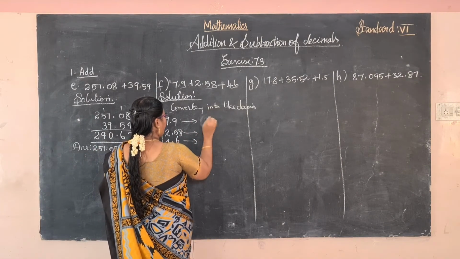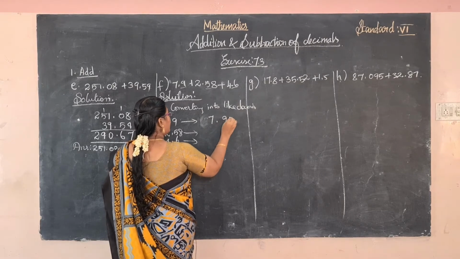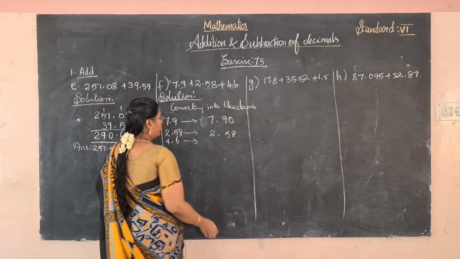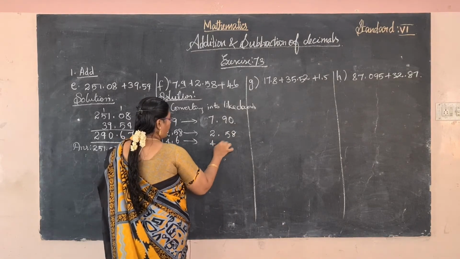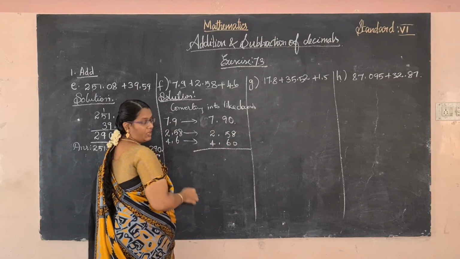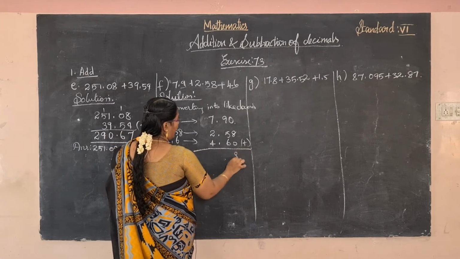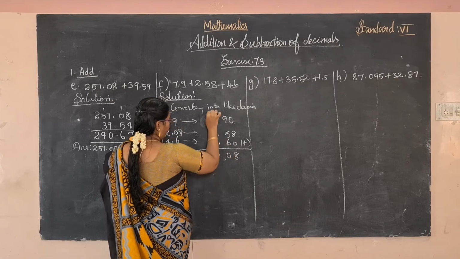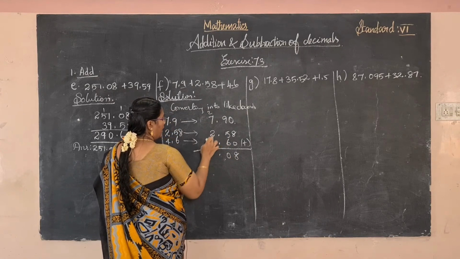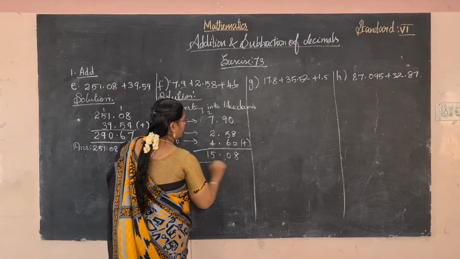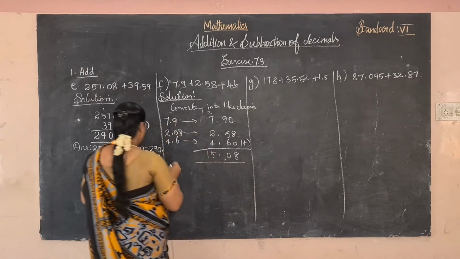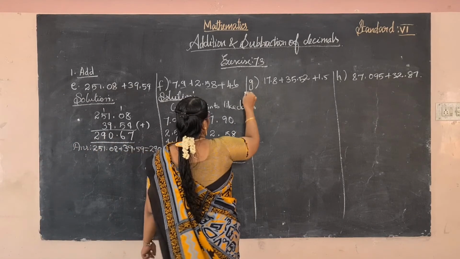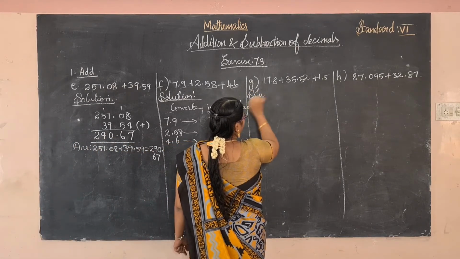So 7.90, and the second one is already in the 100th place, and the third one 4.60. Now add: 8, 14, 20, 9, 11, 15. So I will write the answer like this in this place also. Okay, right. And next one, solution.